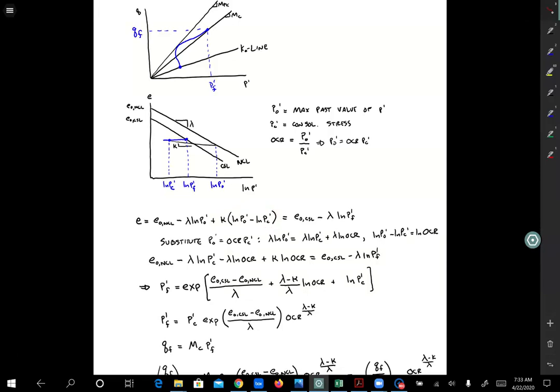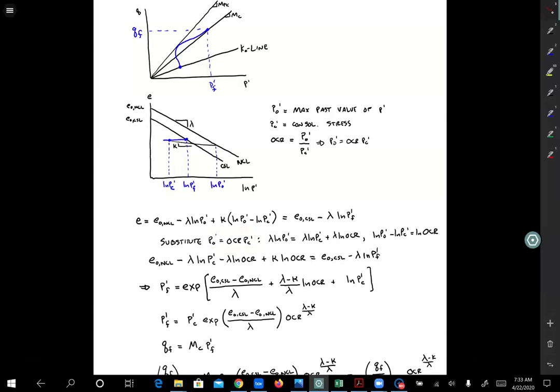All right, so then we make a substitution. We want to get rid of the P naught prime because we just want to know what's the current consolidation stress, right? So we want to make a substitution for OCR. So we make this substitution, P naught prime is equal to OCR times P prime C.